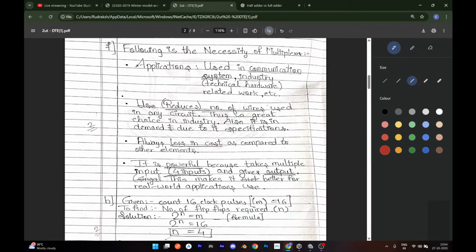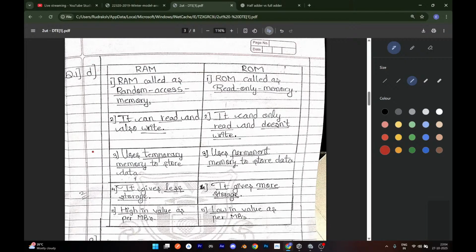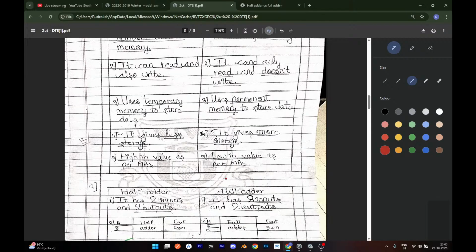Okay. Then for again 2 marks, application: what is the necessity of multiplexer? So that we have written here in 4 points, as we can see, even the keywords have been highlighted. Then there was a question: what will be the number of flip flops required for 16 clock pulses? Which we have solved using the formula and shown it for 2 marks again. Then difference between RAM and ROM for 2 marks, where 5 points have to be written, in case 1 point is wrong, that can be covered up.